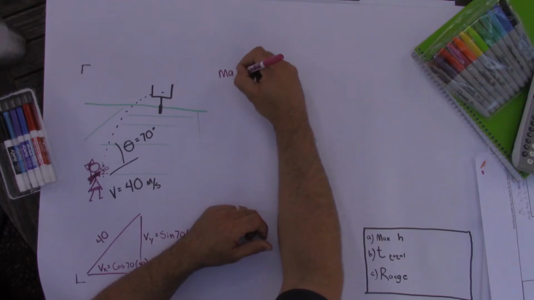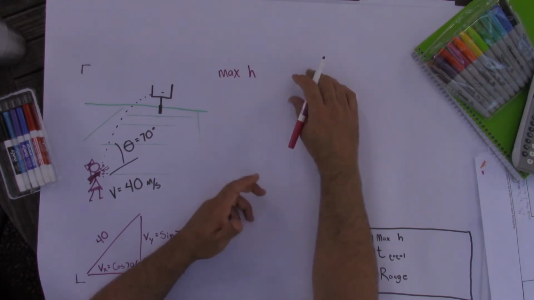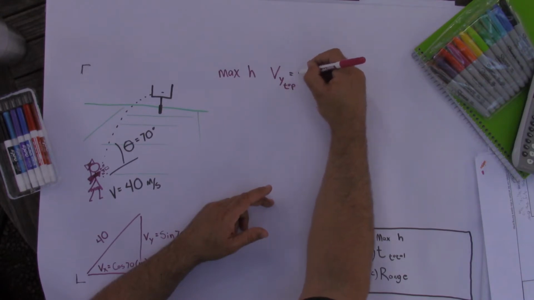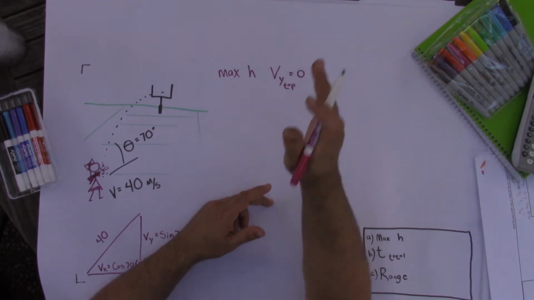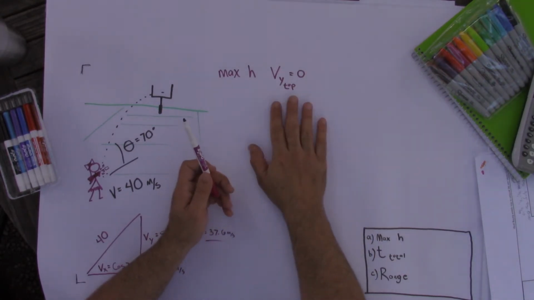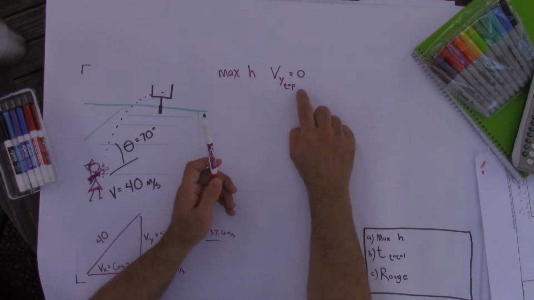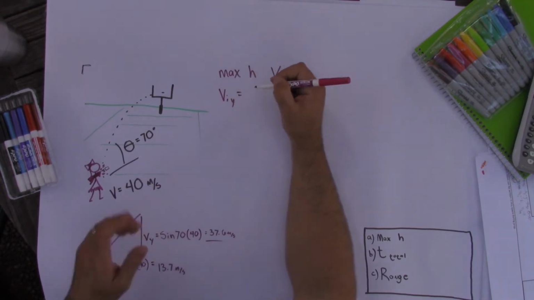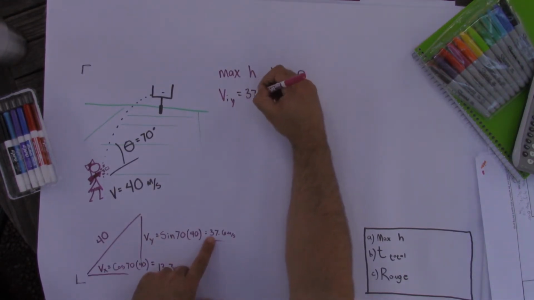So in order to find the maximum height, what happens at the maximum height? We know that the velocity in the y direction at the top is always 0. Now, not the total velocity, just the velocity in the y direction. So the velocity in the y direction at the top is 0. I'm going to use that as part of my given. The other thing I know is that the initial velocity in the y direction was 37.6.